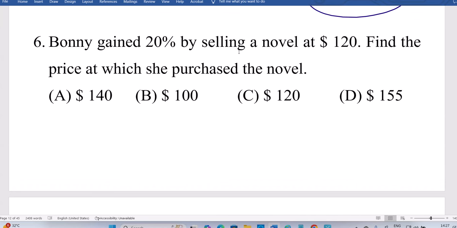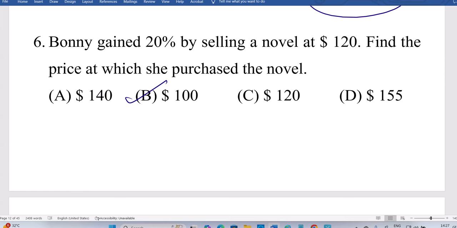How much gain? Profit? 20% by selling. Selling price is 120. You got 20% profit. What is purchased means? Cost price 100. If it is 100, 20% gain means 20 rupees. 100 plus 20, 120.